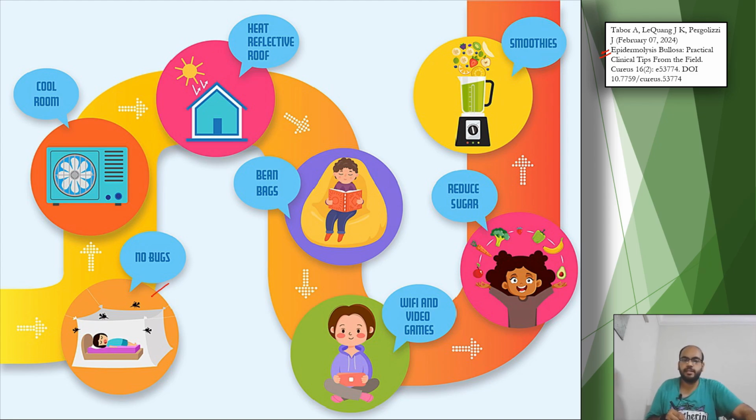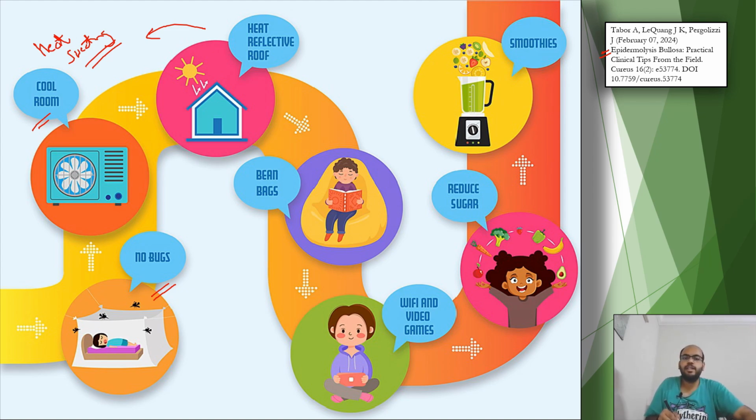For example, no bugs. So the child must sleep inside a mosquito net so that the mosquitoes don't bite. There's no inflammatory response. We don't want the child to scratch himself because the skin will come up. Cool room. Now remember, many of the EB subtypes, heat and sweating can exacerbate vesicles. So it is imperative that the child sleeps in a cool, air-conditioned room. Similarly, there should be a heat reflective roof. Make the environment as cool as possible. Not cold, but as cool as possible.